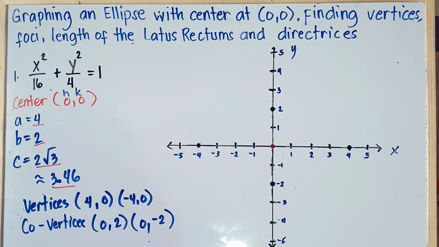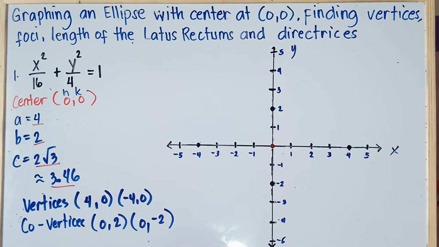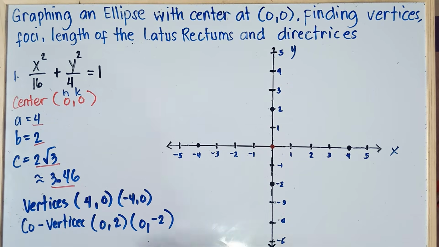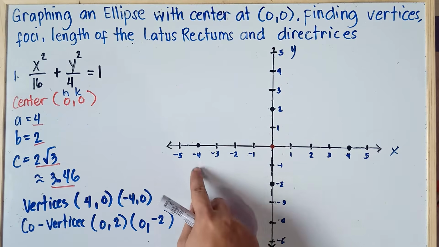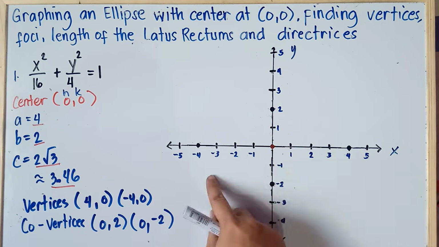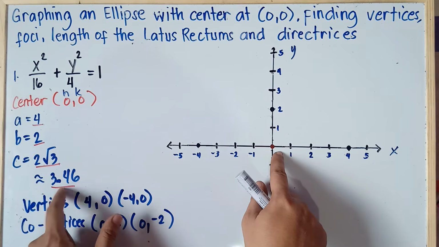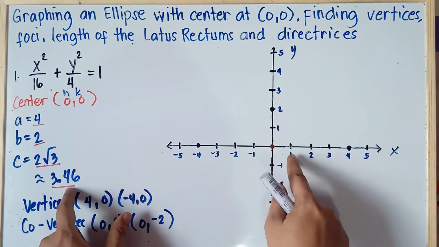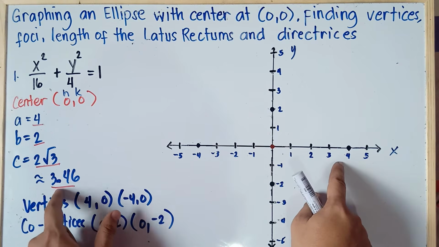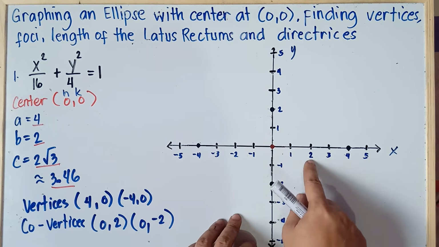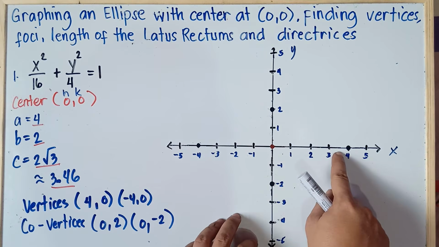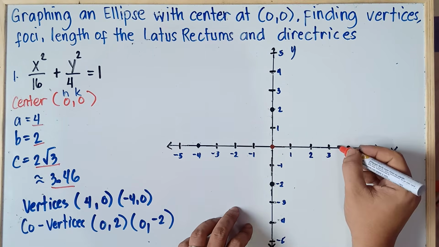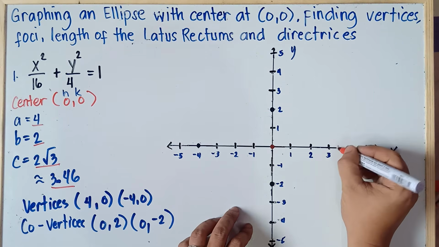We have the vertices and the co-vertices. Next, class, we need to label the focus. Now, question, where is the focus, sir? Always remember this one, class: the focus is always located on the major axis. Once again, the focus is always located on the major axis. Our c is 3.46 and our major axis, class, is along the x-axis. Therefore, starting from the center, you move 3.46 units to the right and 3.46 units to the left. 1, 2, 3, half is 3.5, so near half. Estimated, class, this is 3.46.